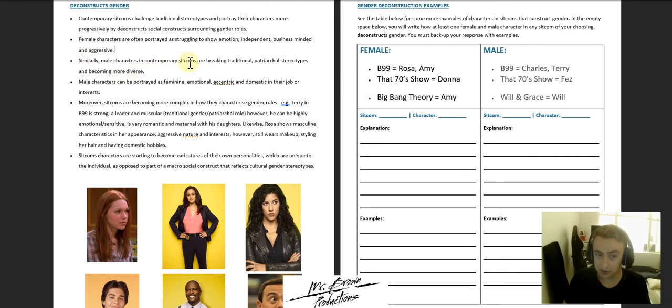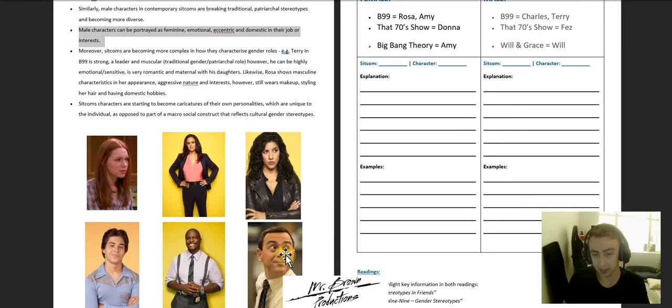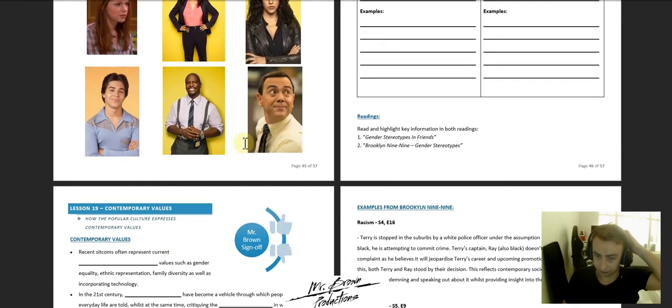Similarly, male characters are breaking traditional and patriarchal stereotypes and becoming more diverse. Again, probably don't need an example for that one, but for this one, male characters can be portrayed as feminine, emotional, eccentric, and domestic in their job or interests as well. Charles is an example of that. Terry, to some extent, is an example of that as well from Brooklyn Nine-Nine. So you could list those as some examples as you go as well.